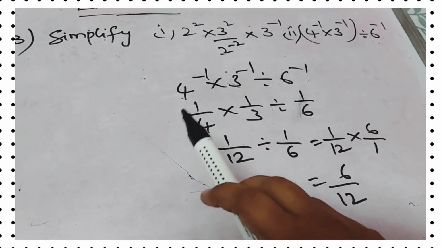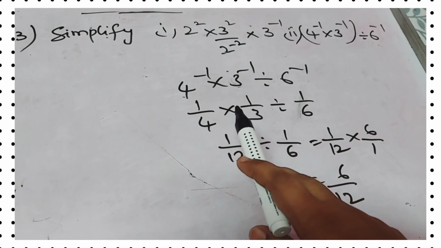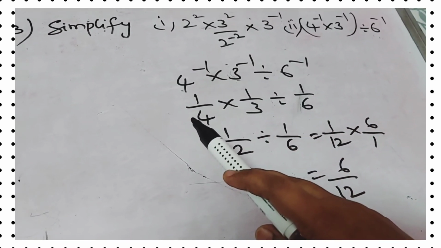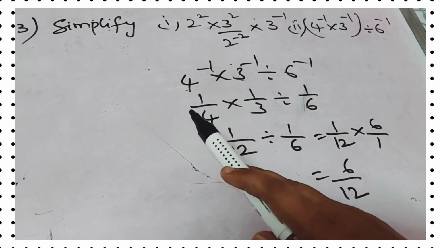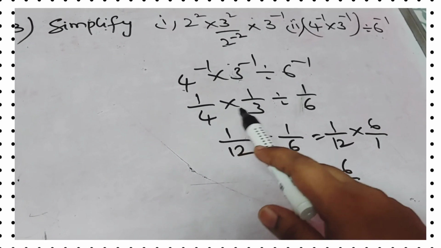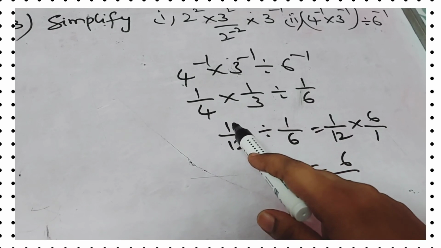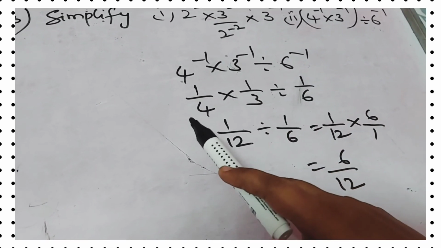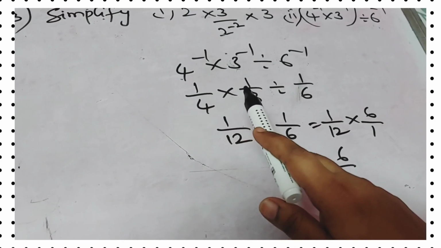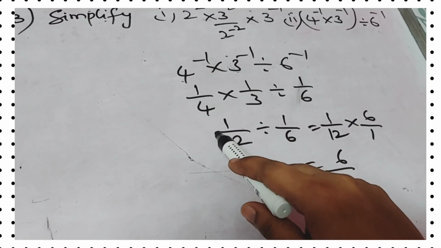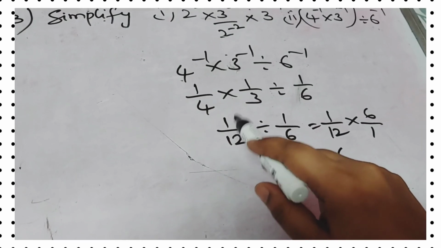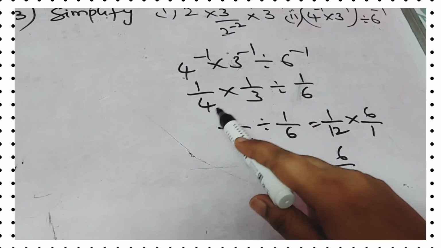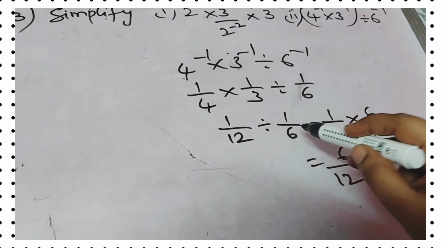So now the second sum is 4^-1 into 3^-1 divided by 6^-1. So now what you have to do, 4 to the power of minus 1 means you have to take it as 1 by 4, again into 1 by 3. Okay. So now divided by 1 by 6. So now what you have to do, 1 by 4 into 1 by 3 means 1 ones are 1, 4 threes are 12. So in the fractions you have to directly multiply numerator with numerator and denominator with denominator. Divided by 1 by 6.